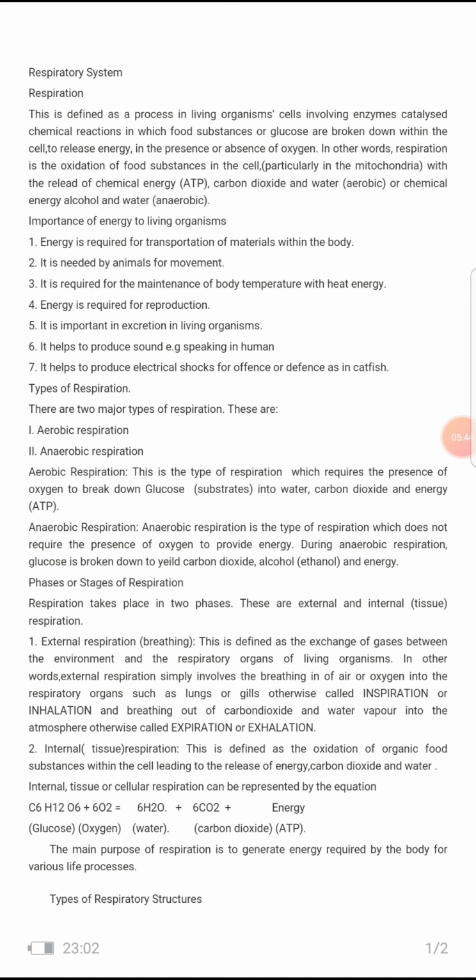The main purpose of respiration is to generate energy required by the body for various life processes. Remember, the main purpose of respiration is to generate energy required by the body for various life processes.